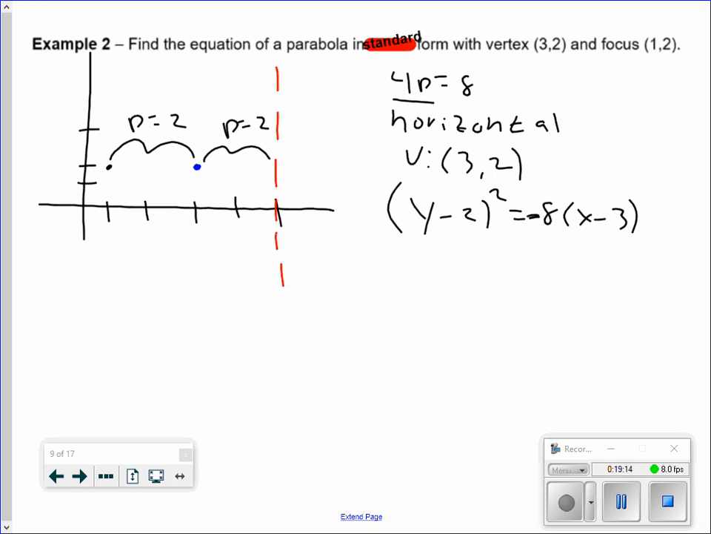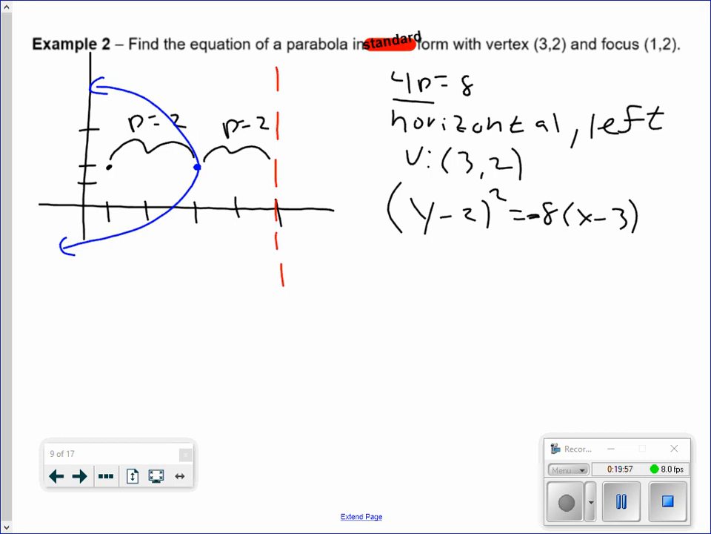So I'm told my vertex is at (3, 2) and my focus at (1, 2). I didn't actually need to find my directrix because they already gave me my focus, so I already know which way I'm going to open. From the vertex at (3, 2), the point in blue, my focus at (1, 2) is to the left of it, so I know I'm going to open to the left, horizontally. The distance from the vertex to the focus is 2, so my p-value is 2, so 4p will be 8.